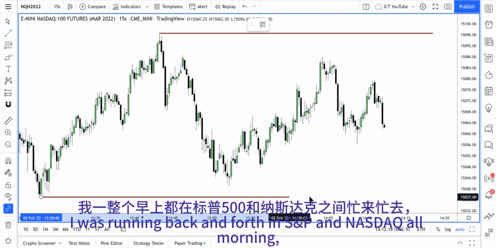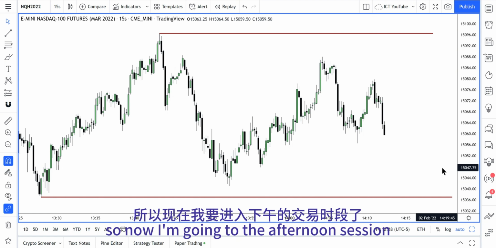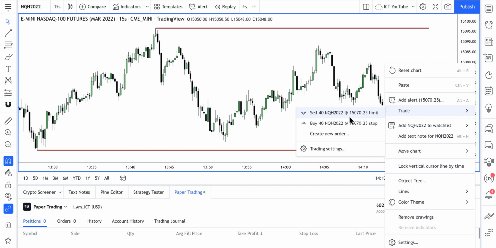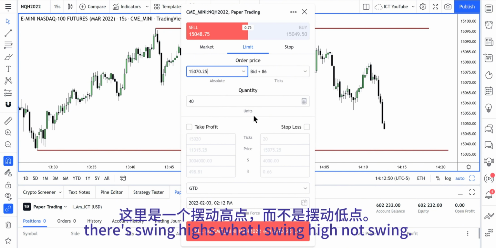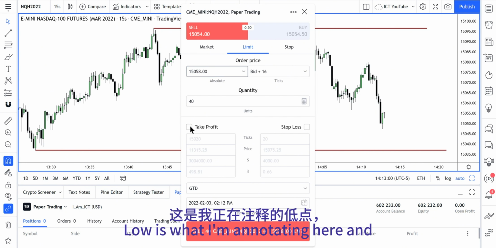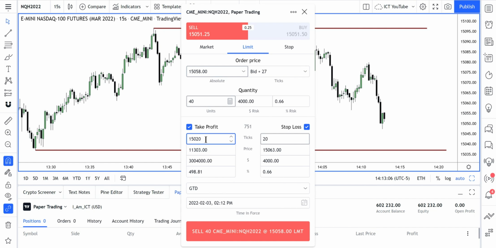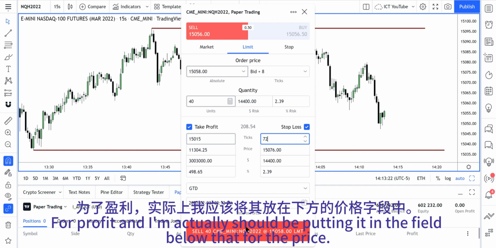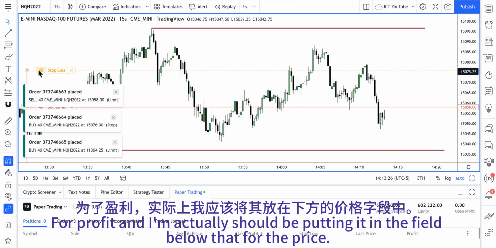Now I was running back and forth in S&P and NASDAQ all morning. So now I'm going to the afternoon session. I'm showing you what it is I'm looking for. Kind of like the amplification I showed on the YouTube channel last night. So those swing highs, or that swing high and that swing low, is what I'm annotating here. And I'm putting in ticks for profit. And I should actually be putting it in the field below that for the price.